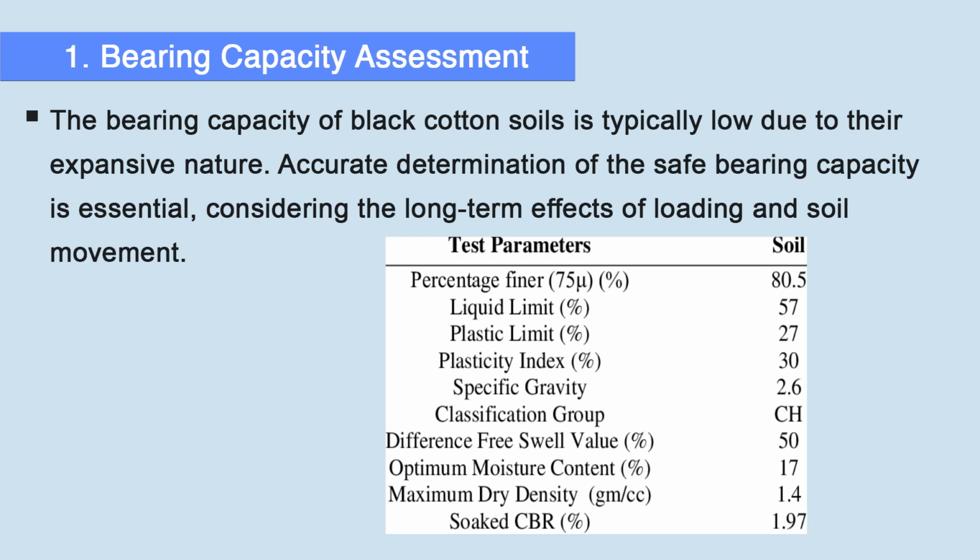The bearing capacity of black cotton soils is typically low due to their expansive nature. Accurate determination of the safe bearing capacity is essential, considering the long term effects of the loading and soil movements. Expansive soils often exhibit slow consolidation under sustained loads. As a result, the bearing capacity may decrease over time, leading to settlement issues.